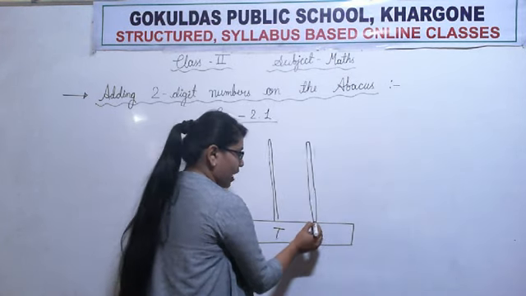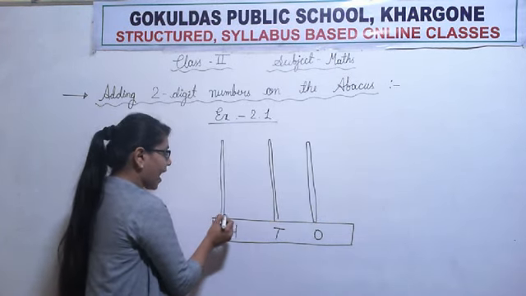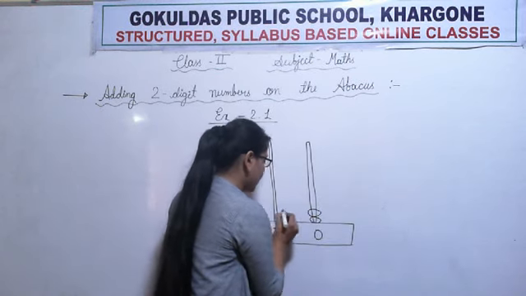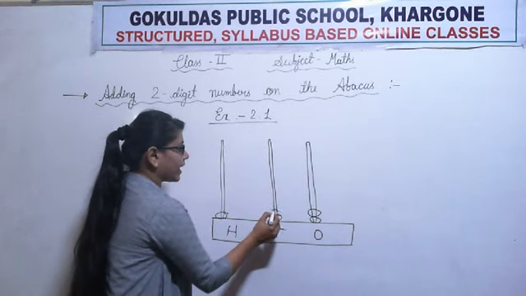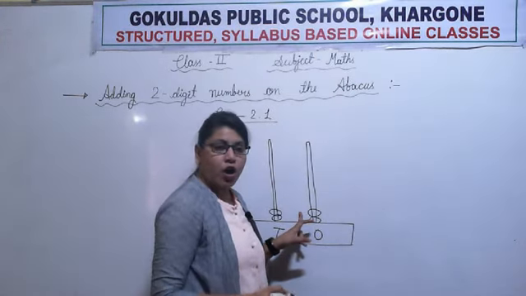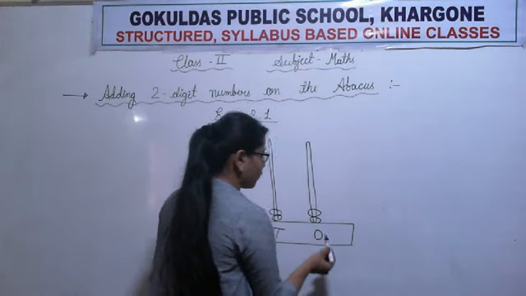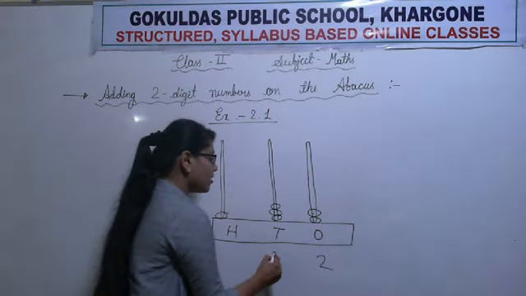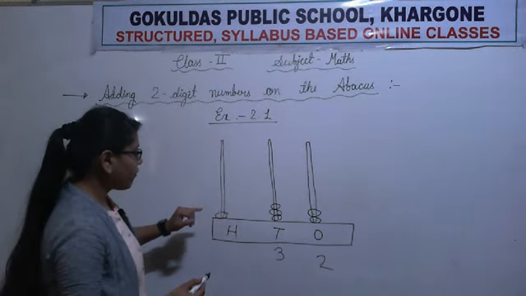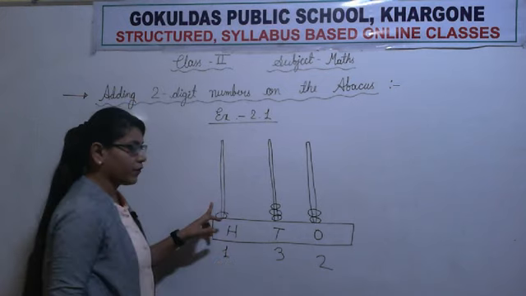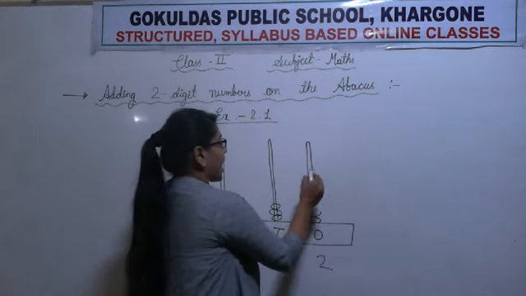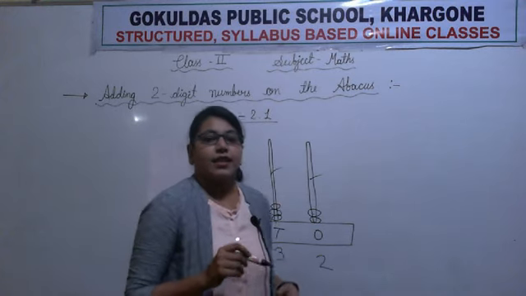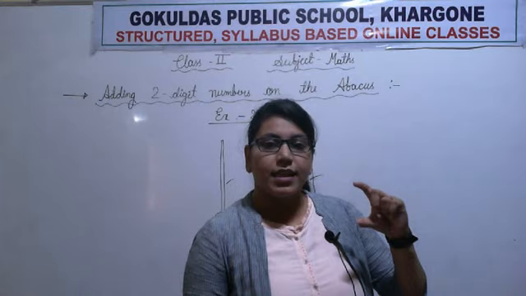This is the 1 spike, this is the 10 spike, and this is the 100 spike, and we show numbers by drawing beads. Suppose we want to represent 2 here, so we will draw 2 beads. If we want to represent 3 at the tens place, we will draw 3 beads. If we want to represent 1 at the hundreds place, we will draw 1 bead. So the number of beads represents the number.